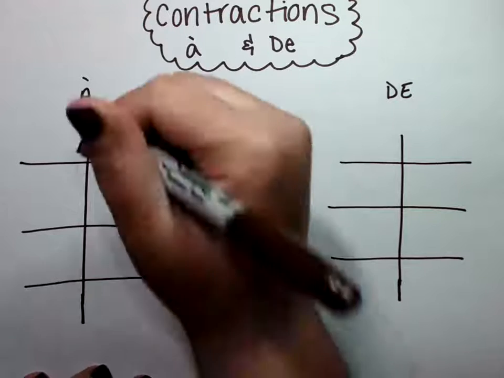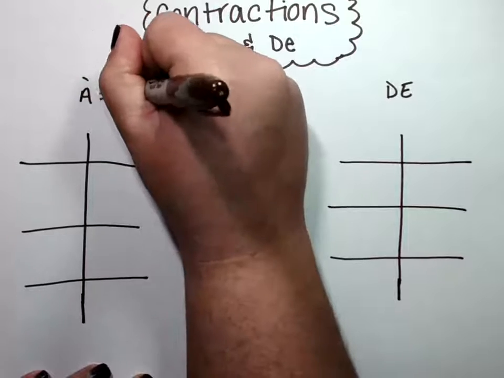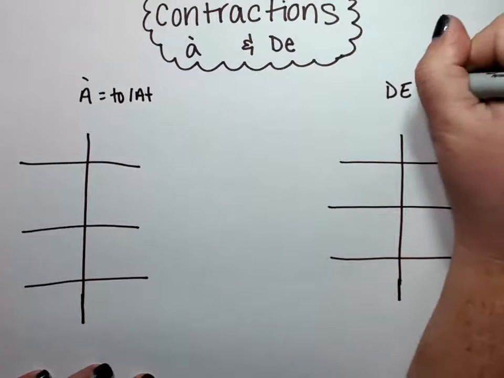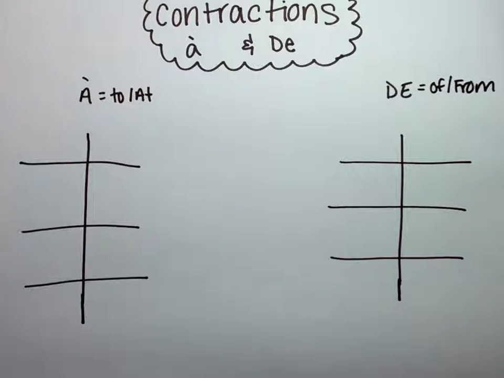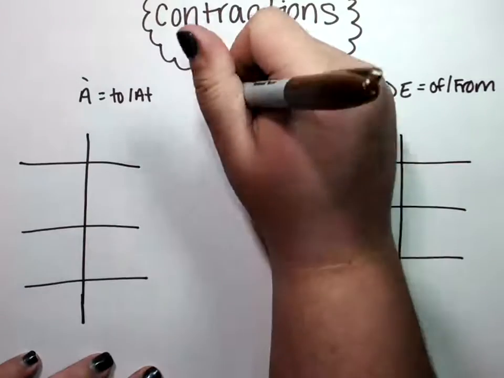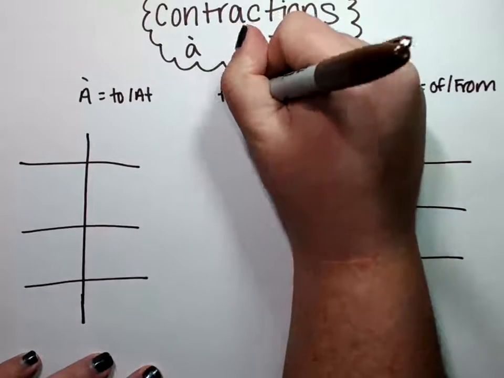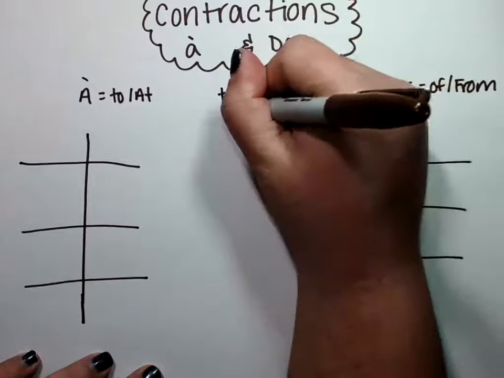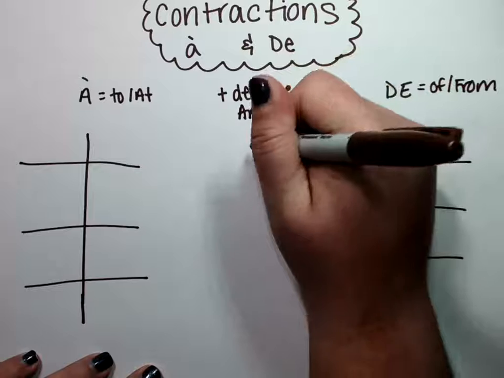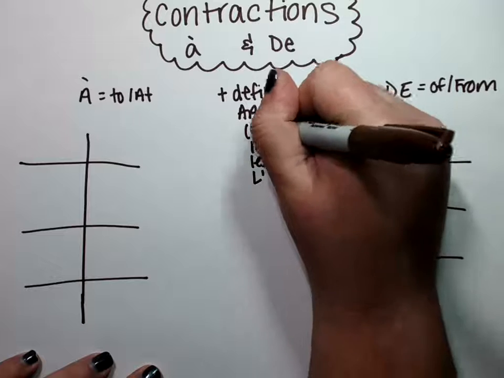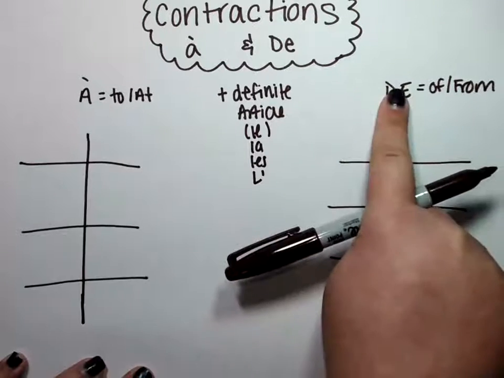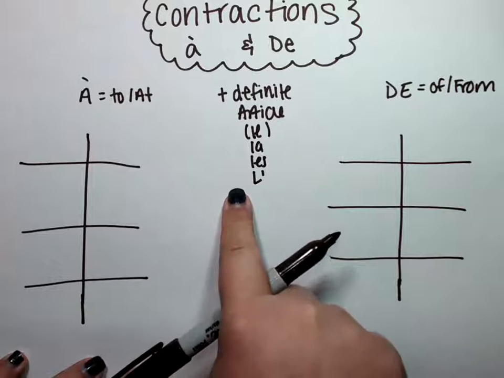So first off, a means to or at, and de means of or from. And so with both of these, we're going to use our definite articles that we learned recently. So really, a contraction is one of these plus our definite article. Right? And our definite articles are le, la, les, and l'apostrophe. Right? So we need this or this plus one of these in order to make our contraction.